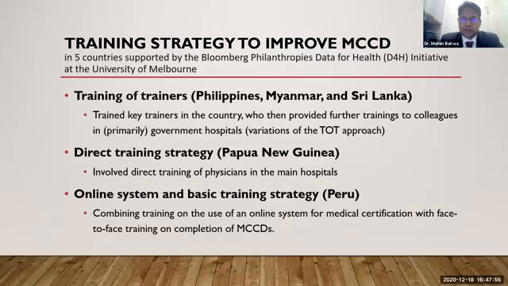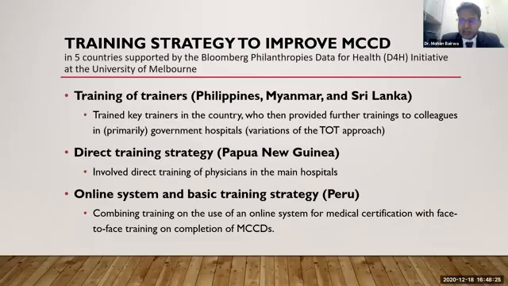This is part of the Bloomberg Philanthropies Data for Health initiative at the University of Melbourne. They propose three types of training strategies. One is the training of the trainers. This has been used in the Philippines, Myanmar, and Sri Lanka. They trained the key trainers in the country, and then those further trained the government hospitals, and a variable approach has been used in the different countries based on their health systems.